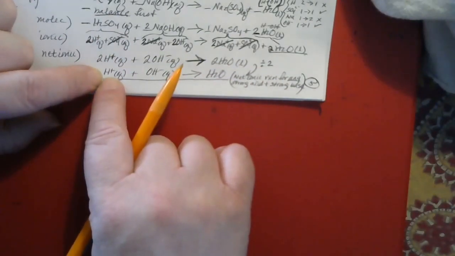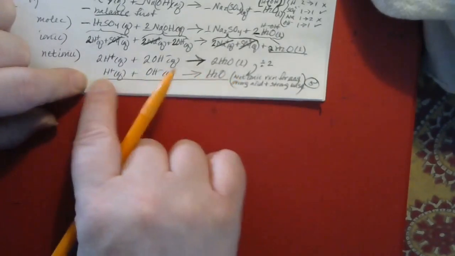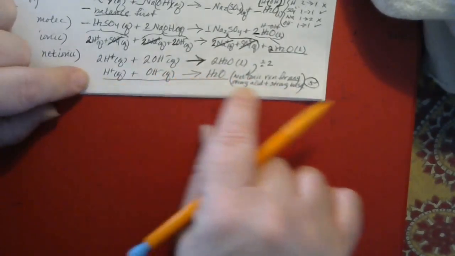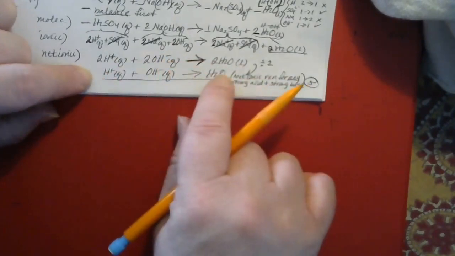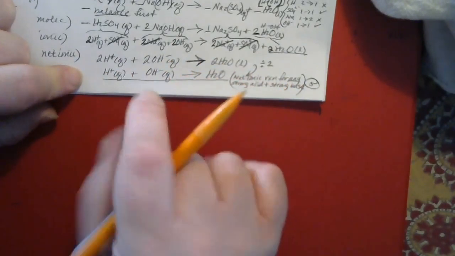What it tells you is any time that you have H plus ions and OH minus ions in water at the same time, they will come together to form more water. And also this ends up being the net ionic reaction for any combination of strong acid and strong base. In this case, it was the strong acid sulfuric acid and the strong base sodium hydroxide. You could mix together any two strong acids and strong bases and end up with the same net ionic reaction. So that's why that's nice to know.